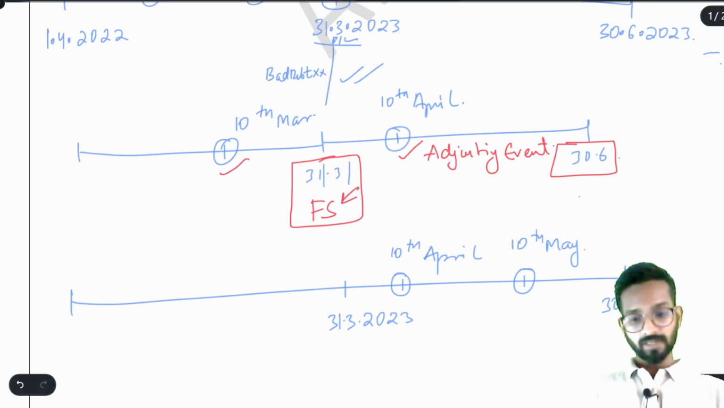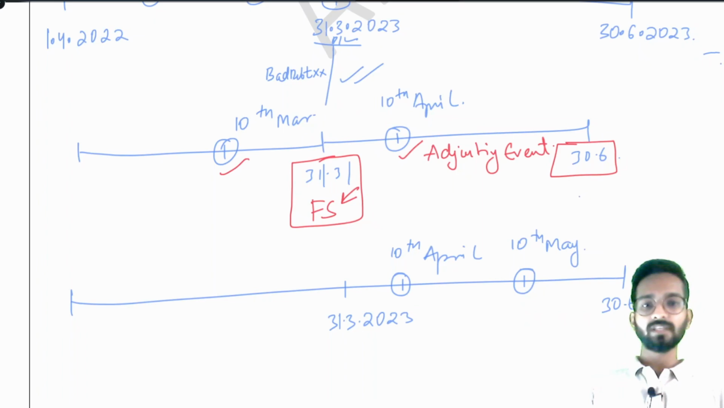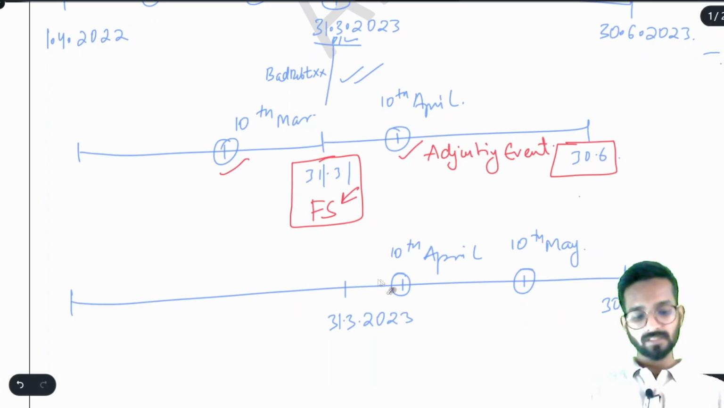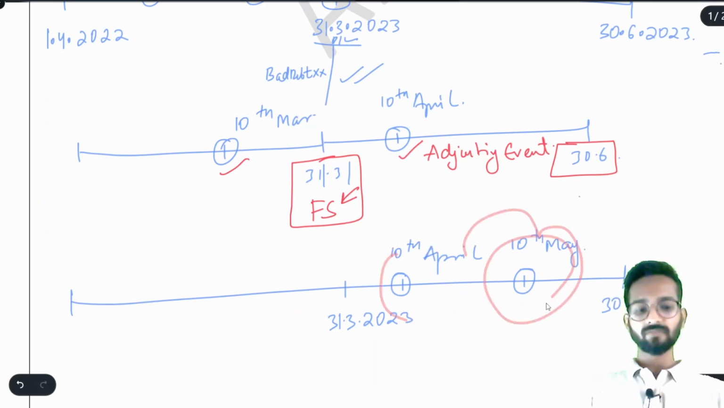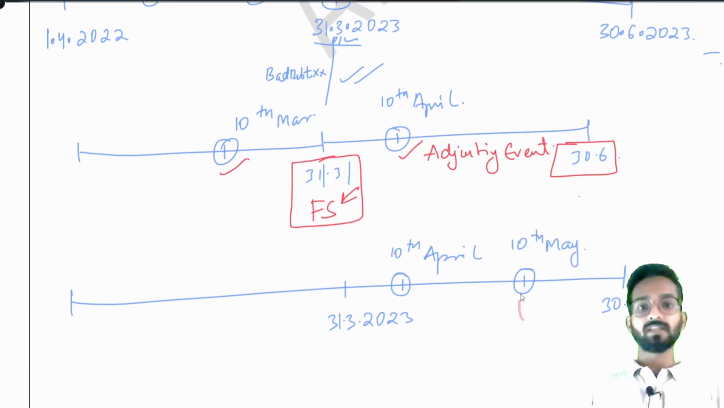Now, what did I say? I said that contingency should be before the financial statement or before the date of financial statement. But in this case, contingency is after the date of financial statement. Event is also after the date of financial statement. It means what? It is not your adjusting event. It is your non-adjusting event.